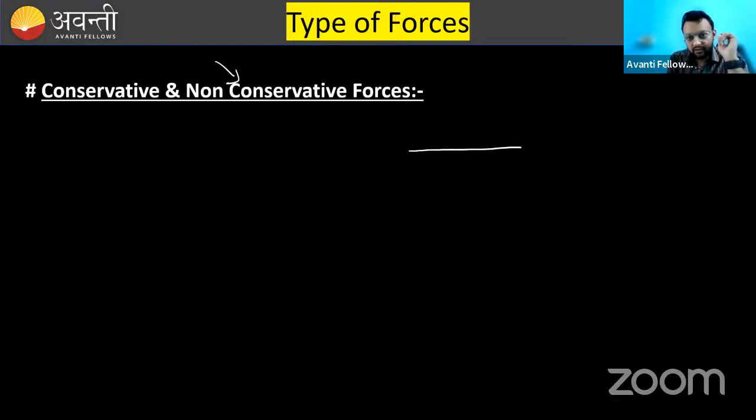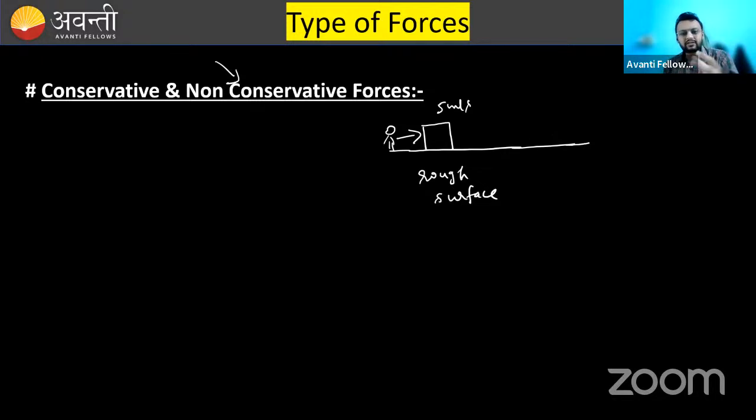Suppose this is a block on a rough surface, and you have pushed the block and given it a velocity 5 meter per second. What do you say? After some time, the block will stop. This block will stop after moving some time because the surface is rough. There will be friction and the block will come to rest.